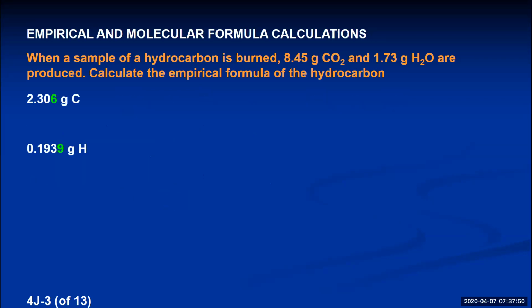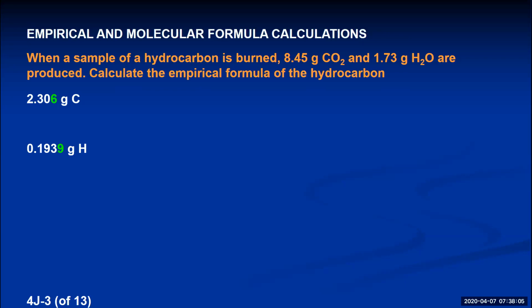Usually, if we're given percents, the first thing we do is assume you have 100% of the compound, and therefore the percents become the mass or the grams. Well, here we've just calculated the actual number of grams of carbon and hydrogen in the unknown. So now we go to step 2.